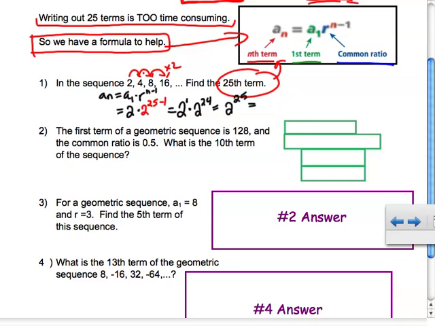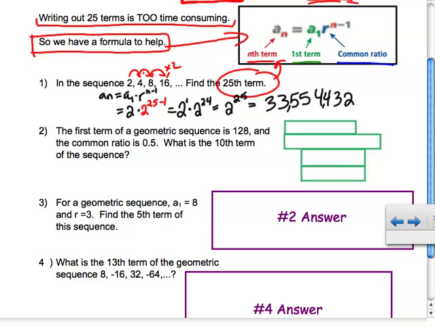And we have a calculator to help us out. Yes, it's going to be a big number. Very, very big. 33,554,432. Okay, you can see how geometric sequences, things that have an exponent, get very big very, very fast.